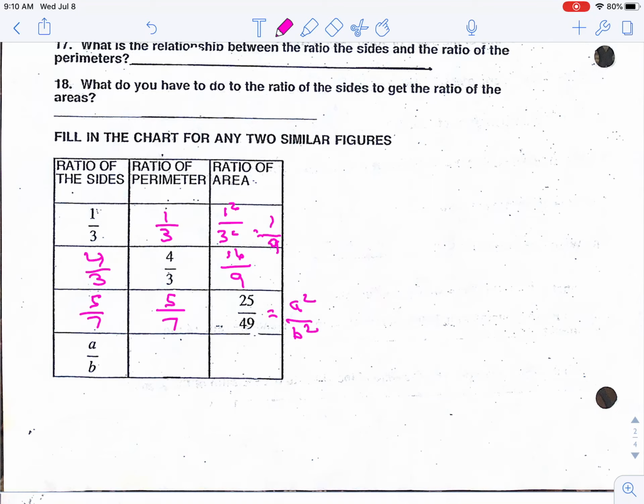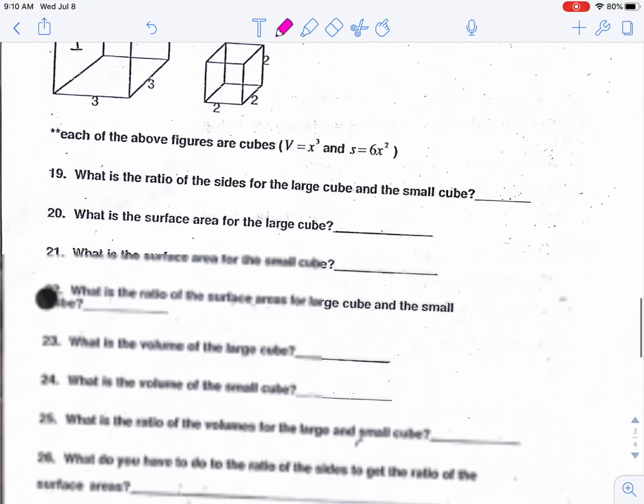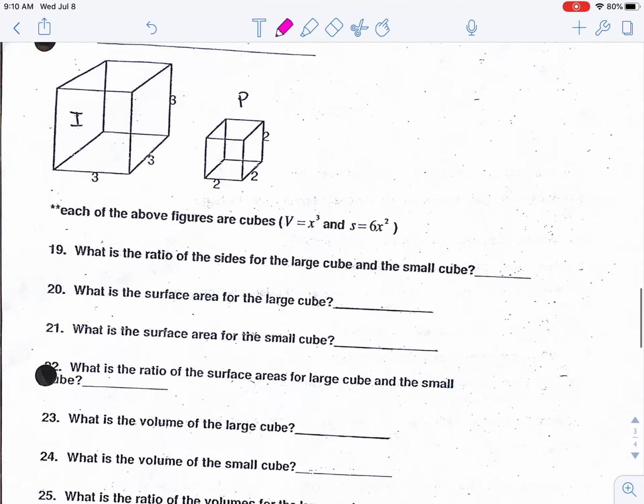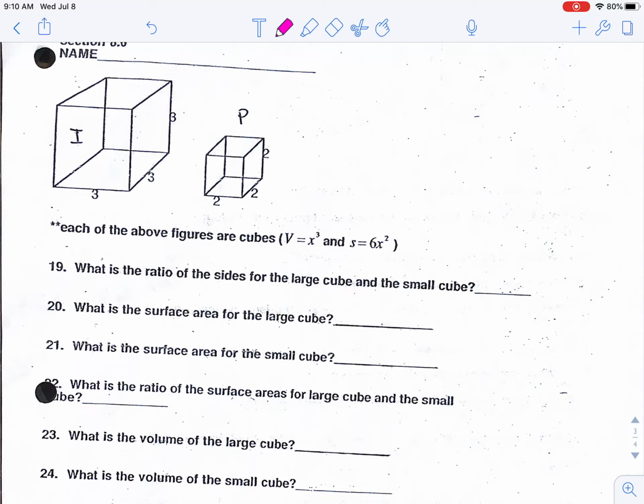So again, in general, if the ratio of the sides is A to B, then the ratio of the perimeters is also A to B, and the ratio of the areas is a squared to b squared. So now let's look at and explore volumes.